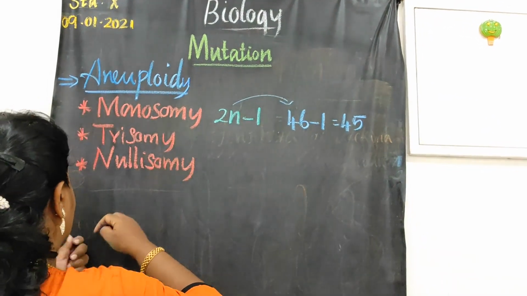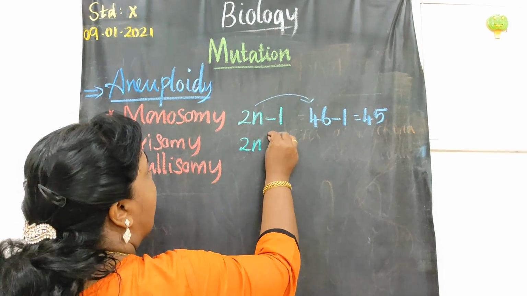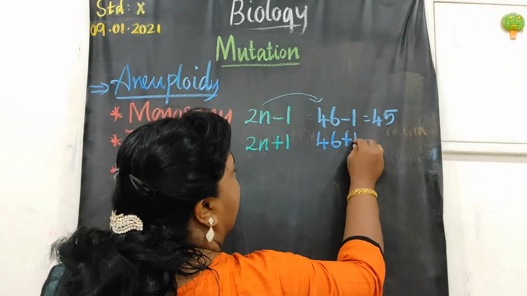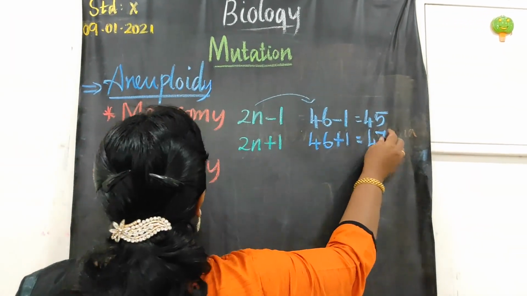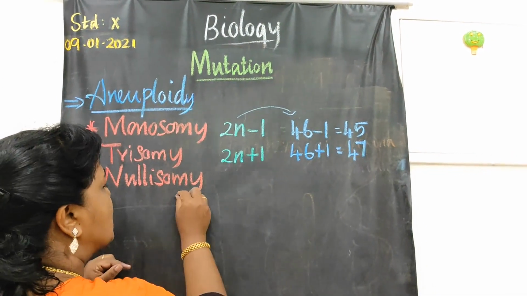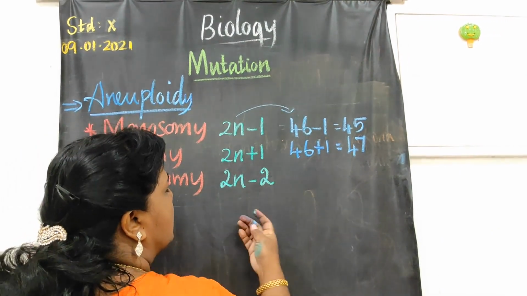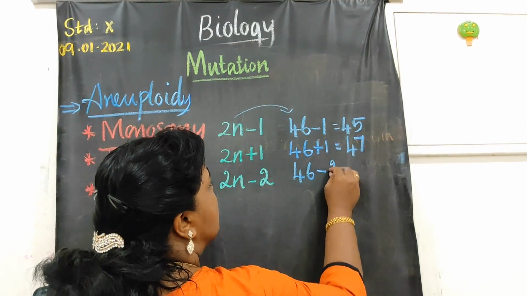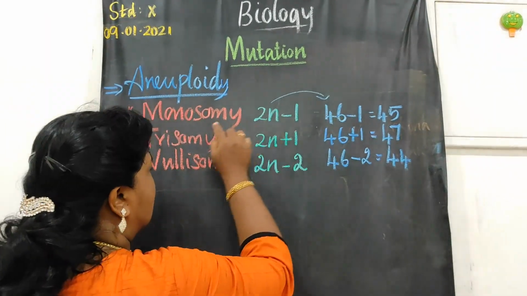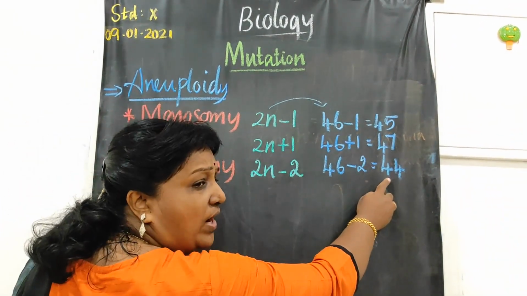Then trisomy. Trisomy means 2n, the normal diploid chromosome number, plus 1. So see here, 46 plus 1. So here we are getting 47 chromosomes. So in trisomy, the persons possess 47 chromosomes. And nullisomy is 2n minus 2. So 46 minus 2, that is 44. So in monosomy there are 45 chromosomes, in trisomy there are 47 chromosomes, and in nullisomy there are 44 chromosomes.